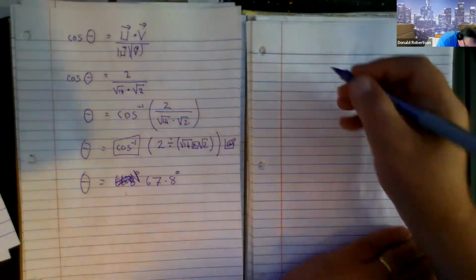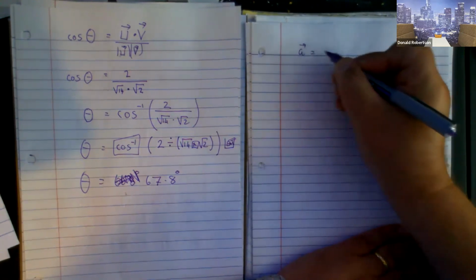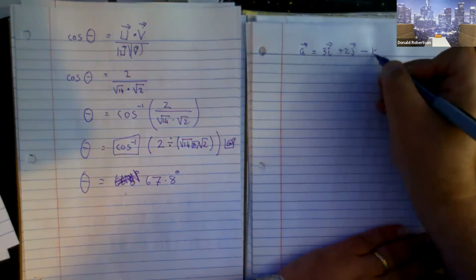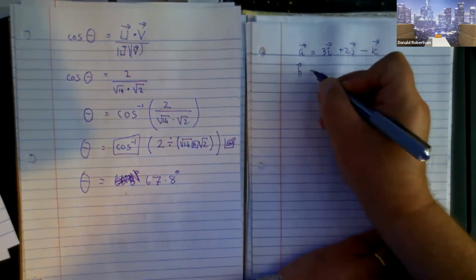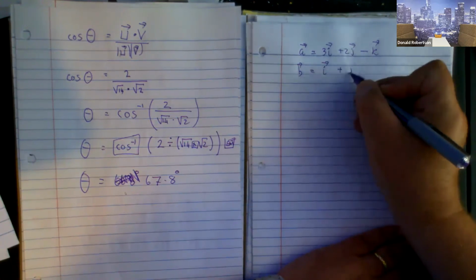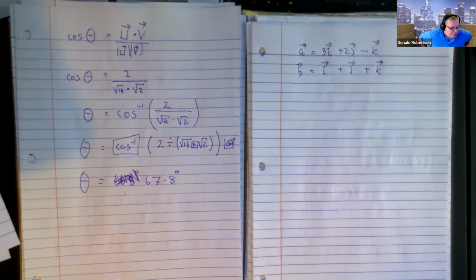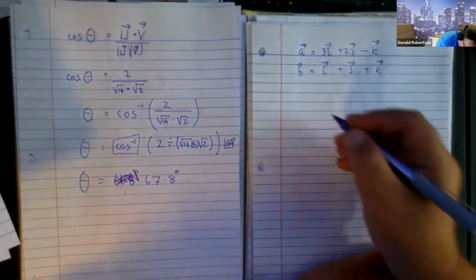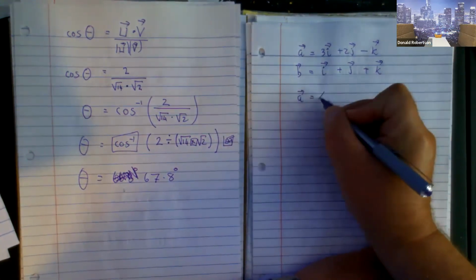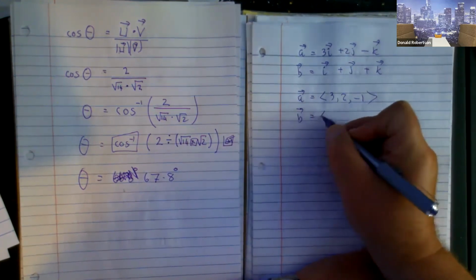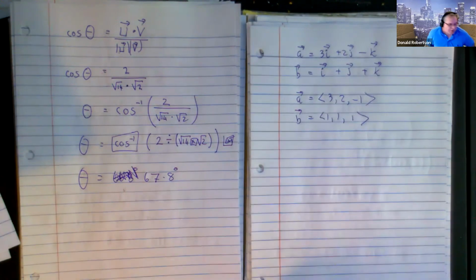Try another one. Let's call it A, and it's 3i plus 2j minus k. And B is i plus j plus k. Now, though I don't like that notation, you are going to see homework questions with it. So, let's deal with it. I deal with it by avoiding it.